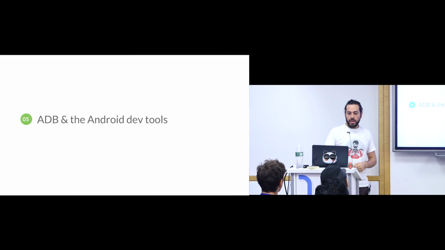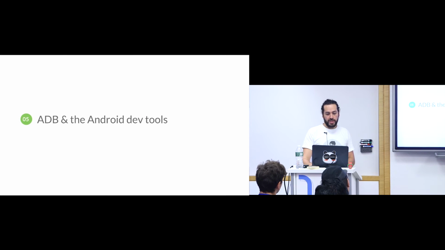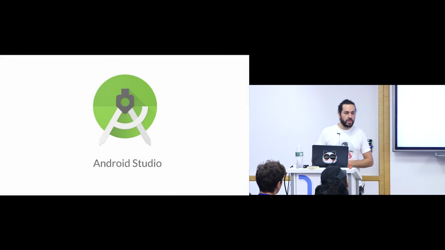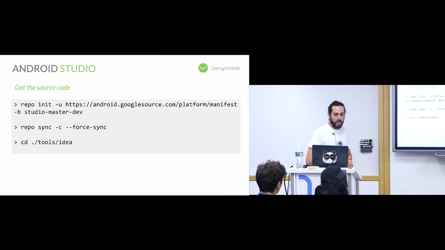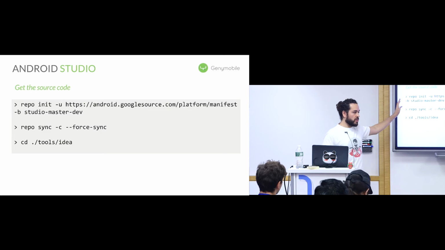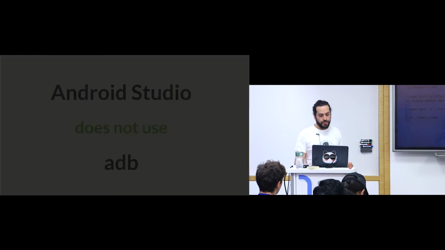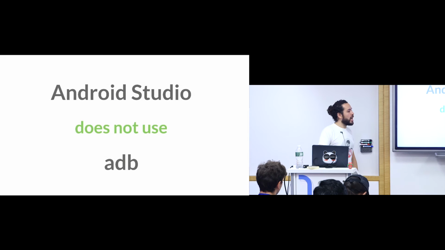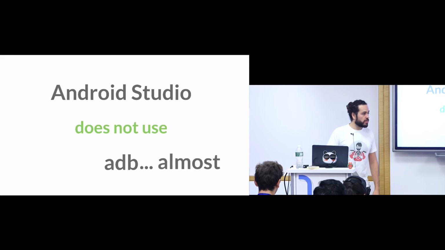Okay, so let's talk a little bit about the dev tools. First, Android Studio. You can get the source code of Android Studio the same way, because Android Studio is on AOSP. But I want to tell you something. Android Studio does not use ADB. Almost.